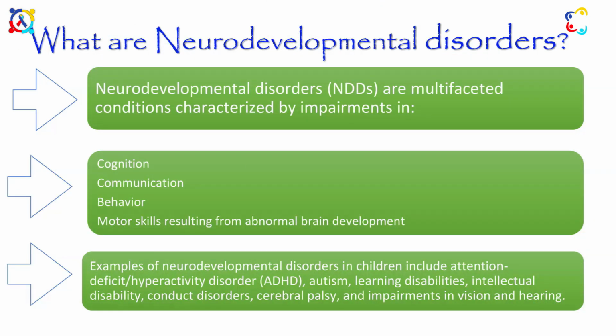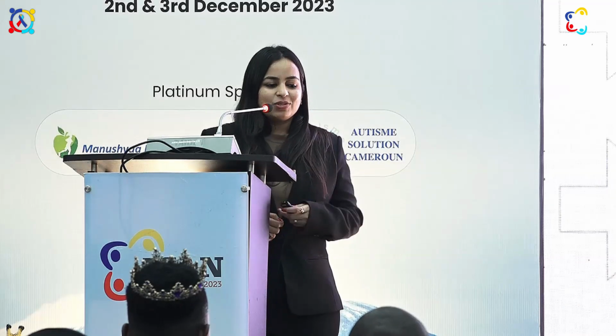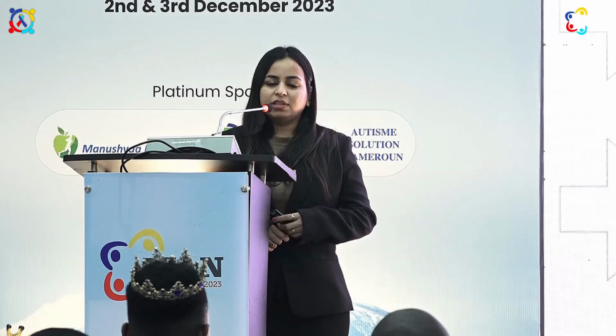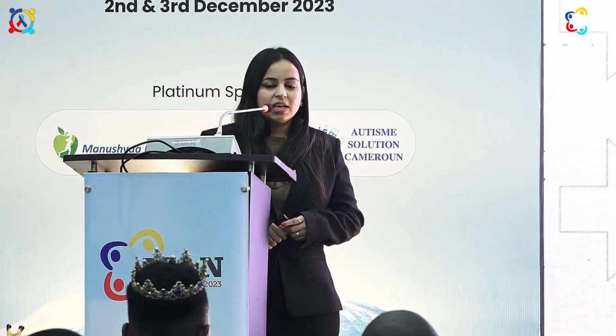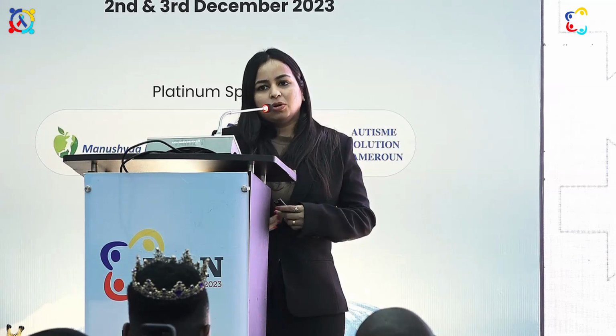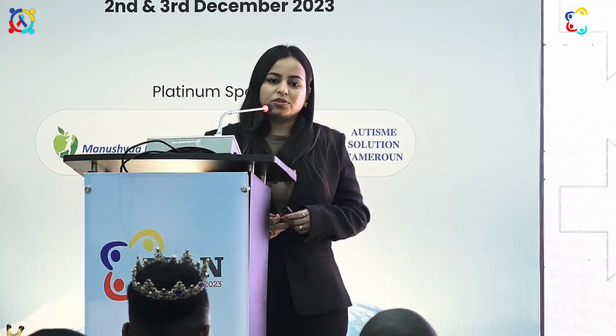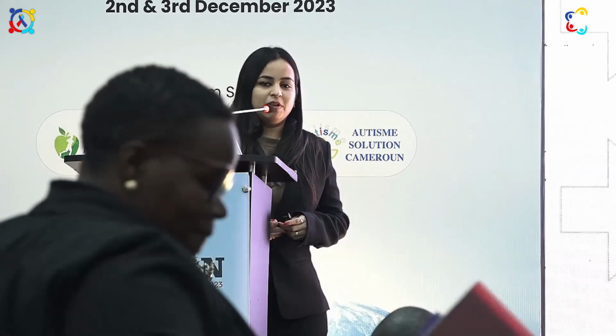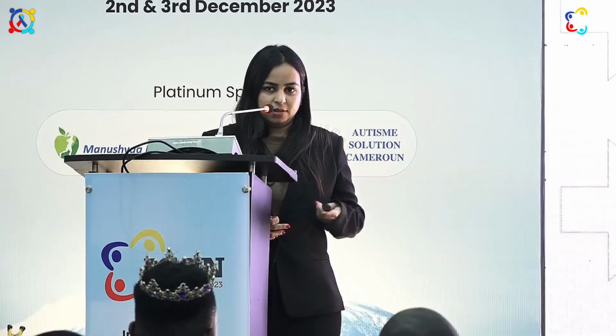They are conditions that we have been listening to for the past 2 days. So it's our cognition, communication, behavior. There are difficulties in motor skills. The examples of neurodevelopmental disorders are children who are on the spectrum, who have cerebral palsies, who have ADHDs, ADDs. They all come under the neurodevelopmental and neurological disorders.